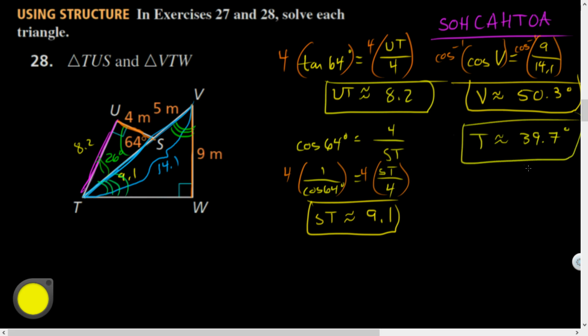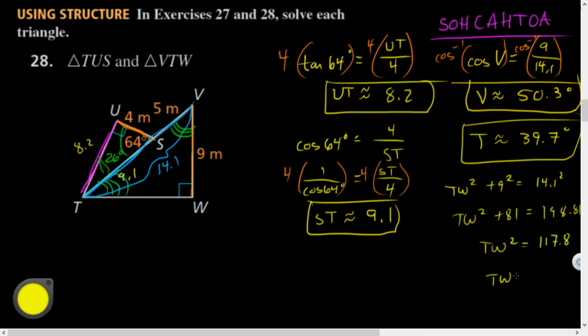And I need to find t-dubs. Let's do Pythagorean Theorem, why not? Is TW a hypotenuse or a leg? Leg. All right, so t-dubs squared plus 9 squared is equal to 14.1 squared. T-dubs squared plus 81 is equal to 198.81. Subtract 81 from both sides. I get t-dubs squared is equal to 117.81.